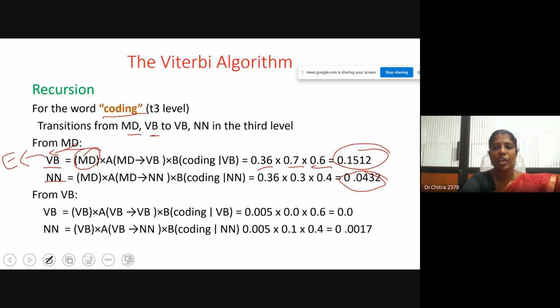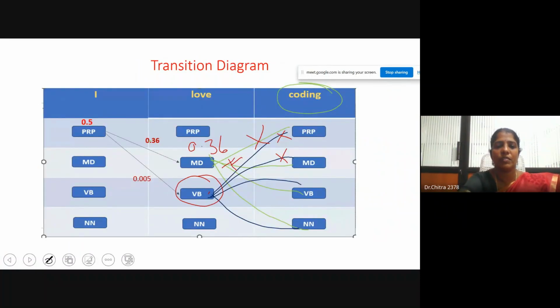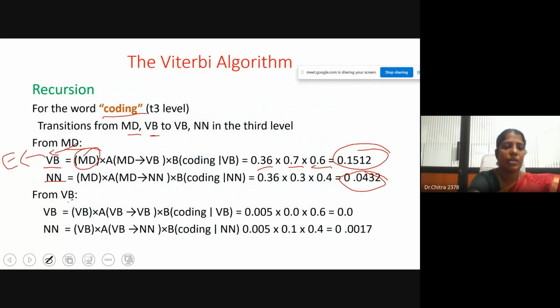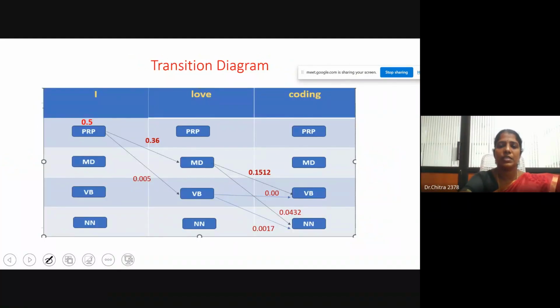In the same manner, calculate from VB also, because the VB node is also active and has some values. So for VB, calculate VB to VB and VB to NN. VB to VB means the initial probability of VB times the transition probability of VB to VB and the emission probability of coding for VB. Calculate these and you get 0 and 0.0017. I have mapped all of these. These are the four possibilities: MD to VB, MD to NN, VB to VB, VB to NN.